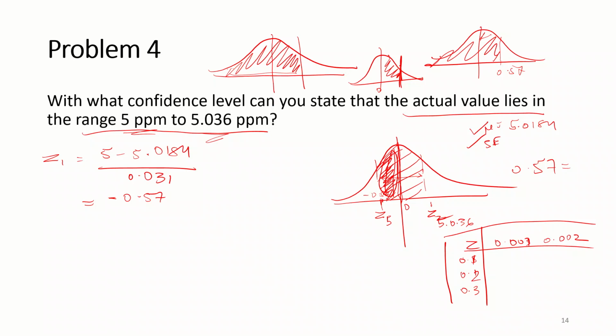So if you want only this one, you have to subtract 0.5 from it, because this area is 0.5 and this area is 0.5. So that's the thing.